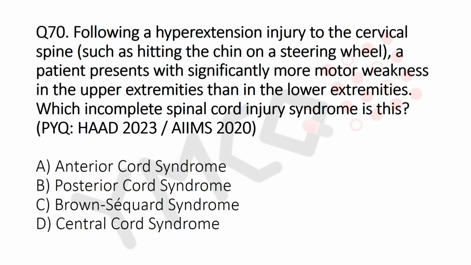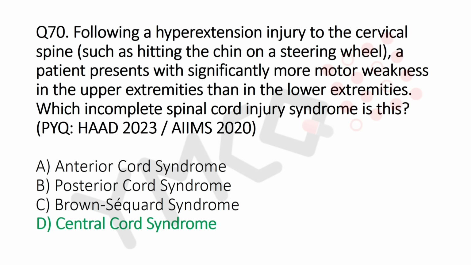Option A, anterior cord syndrome. Option B, posterior cord syndrome. Option C, Brown-Séquard syndrome. Option D, central cord syndrome. And the answer is option D, central cord syndrome. In central cord syndrome, the middle of the spinal cord is bruised. Because the nerve tracts from the arms run into the central part of the cord and the leg tracts run on the outside, the arm is paralyzed, but the patient might still be able to walk.